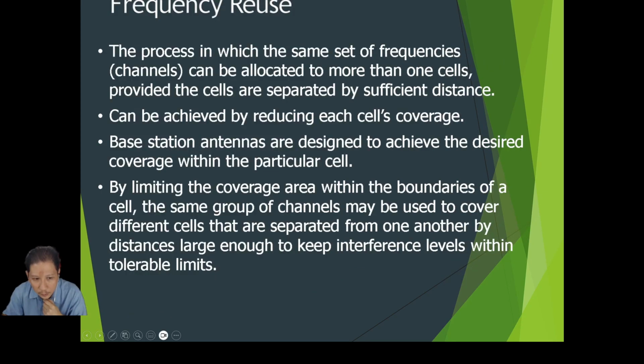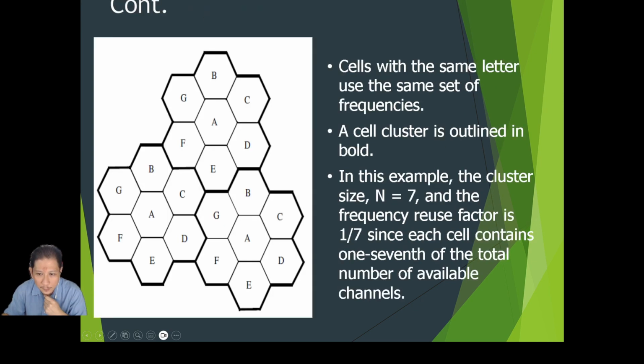Okay, and then the frequency, by adding the cell, you can have more frequencies. For example, like this, we have cell with the same letter, use the same frequencies. A by A, B by B, C by C, and D by D. In this example, the cluster size N is equal to 7 and the frequency reuse factor is 1 divided by 7 lah. Because it will aggregate the signal based on the capacity lah.